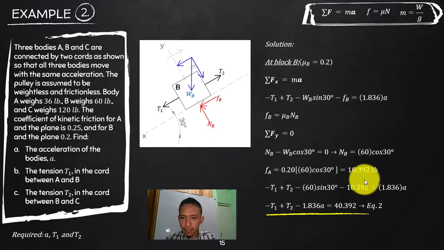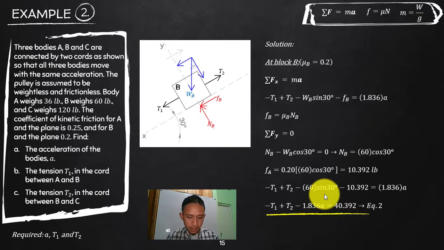Okay, so substitute now. T1, T2 is still unknown, of course. Weight is 60, and then our friction, that is 10.392, and then 1.836 times A. Okay, rearrange every unknown on the left side. So negative T1, positive T2, and then that will go negative 1.836A. Combine this one. Okay, let's try to check again.